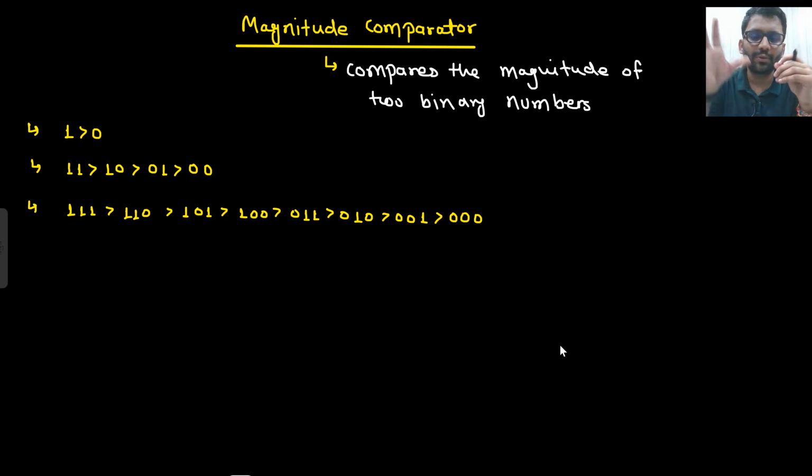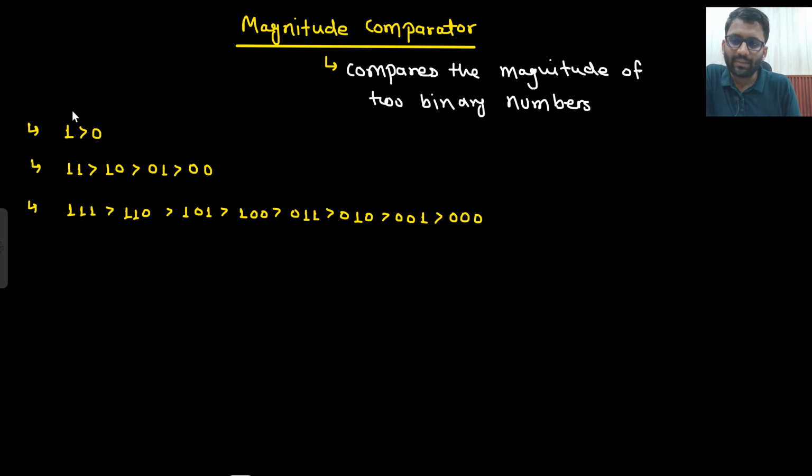Hi everyone. So now we are going to study about magnitude comparator. This is also a combinational circuit. What it will do is compare the magnitude of two binary numbers. So there will be two binary numbers. They could be of 1 bit, 2 bit, 3 bit, 4 bit, 5 bit. So two binary numbers will be compared. This is the job of a magnitude comparator.